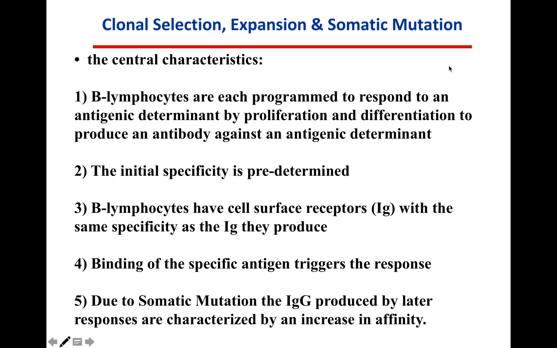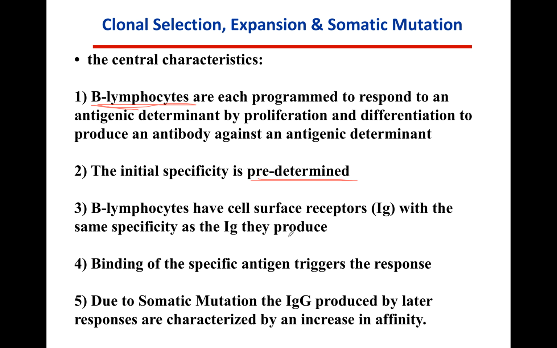So the central characteristics of this are B cells are each programmed to respond to an antigenic determinant by proliferation and differentiation to produce an antibody against the antigenic determinant. So the B cells are these central players. They have a pre-programmed disposition for that. The initial specificity is predetermined.